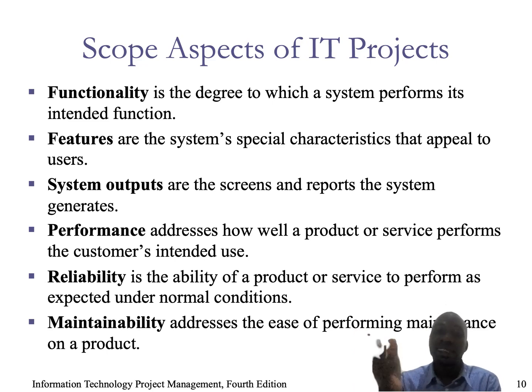Then features are the system's special characteristics that appeal to users. Are people able to get what they intended to? System outputs are the screens and the reports the system generates, which it gives to the users. Then performance addresses how well a product or service performs the customer's intended use. Reliability is the ability of a product or service to perform as expected under normal conditions. Maintainability addresses the ease of performing maintenance on a product.